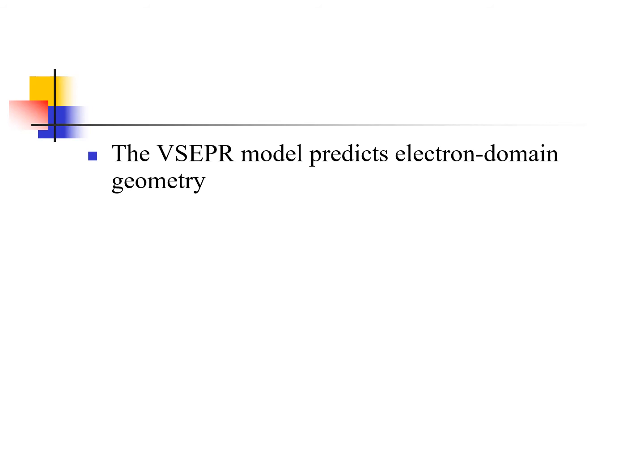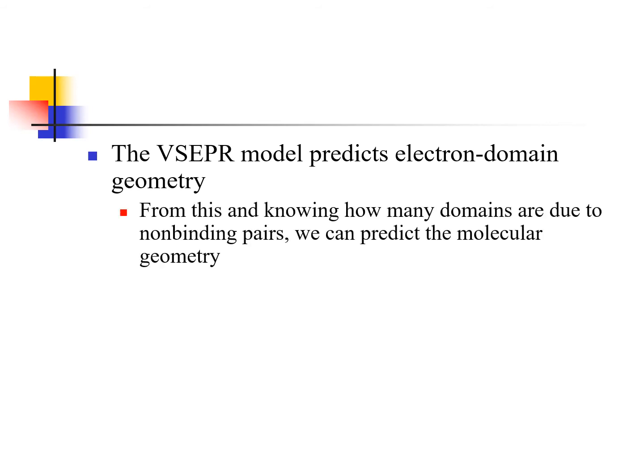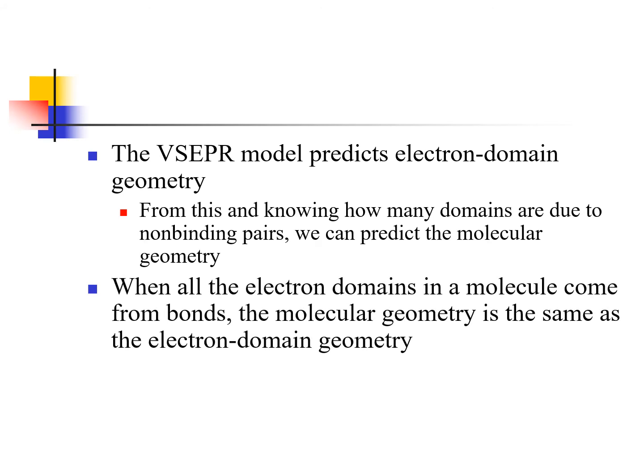Now, we'll go more into those in a bit. So the VSEPR model predicts the electron domain geometry. And from knowing this, and knowing how many of those domains are due to non-bonding pairs, we can predict the molecular geometry. Think of molecular geometry as a subset of electron domain geometry. Now, if all the electron domains in a molecule are from bonds, there's no lone pairs, then the molecular geometry will be the same as the electron domain geometry.